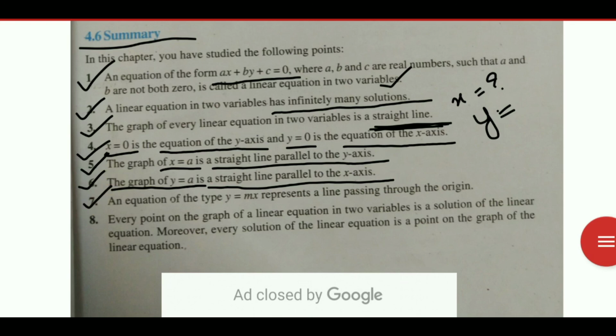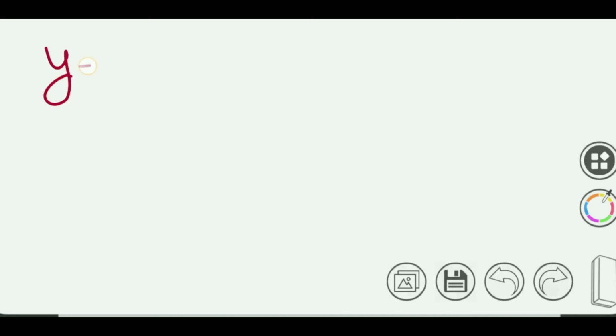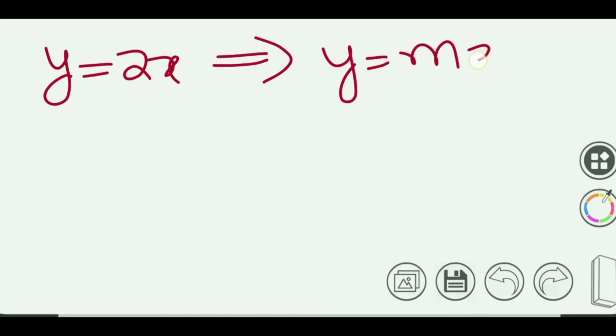7th, an equation of the type y is equal to mx. This is also an important point. An equation of the type y is equal to mx represents a line passing through the origin. We'll take an example. Suppose y is equal to 2x. This is of the form y is equal to mx. Instead of m, I've taken 2. So suppose this is the equation, y is equal to 2x.